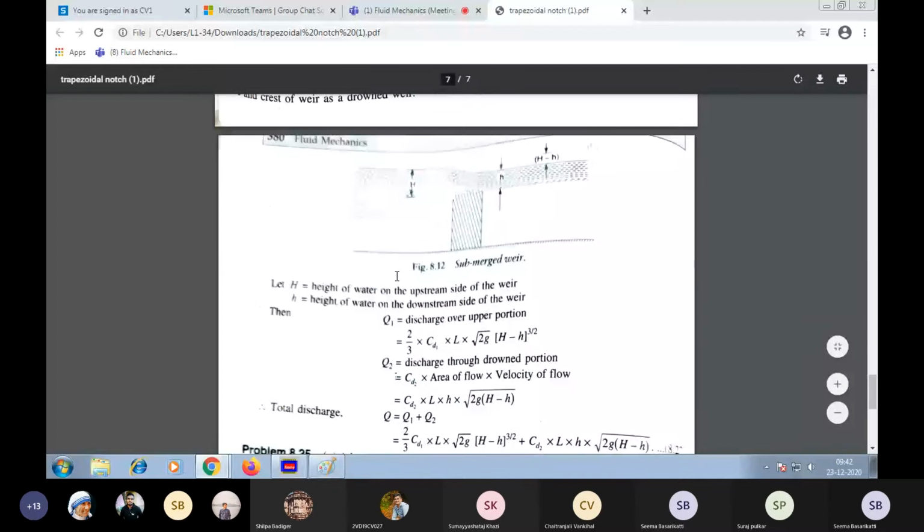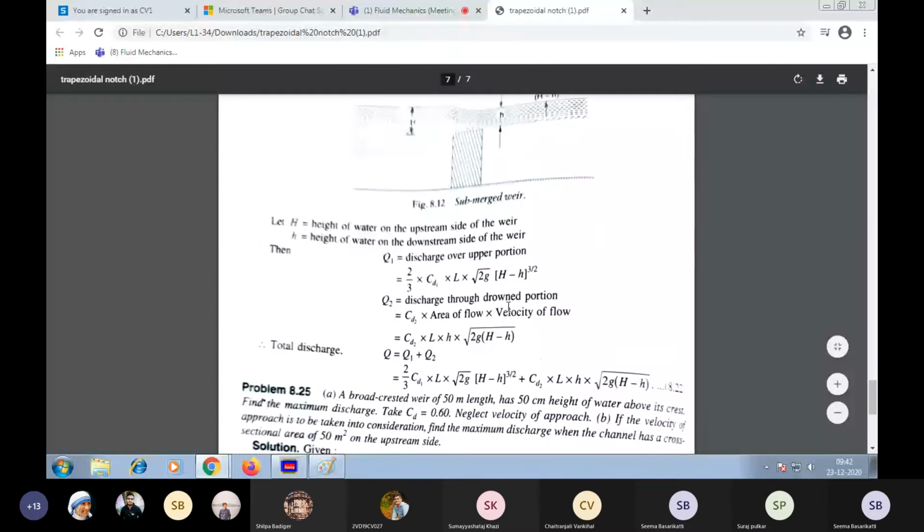Repeatedly, I'm saying, please don't memorize these equations by heart. Just understand the concept behind it.